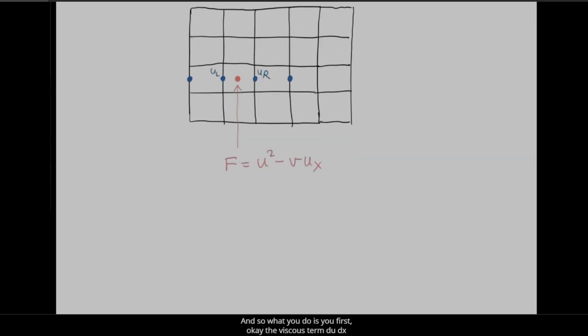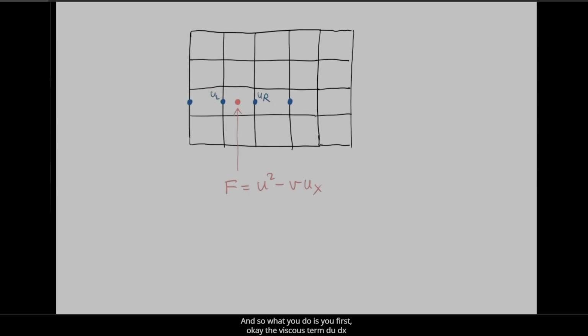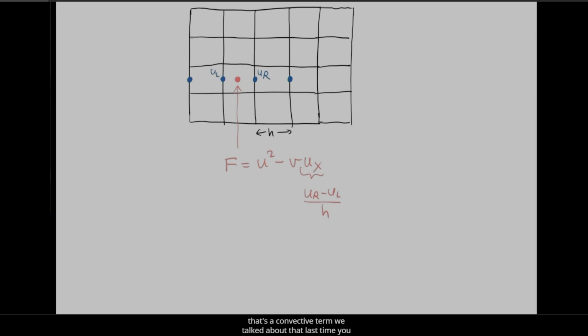So first, the viscous term du dx is just going to be u right minus u left divided by h. Remember that h is the spacing between these cells, the cell interval length. So it's a central difference for that, it's easy. U squared is next. That's a convective term. We talked about that last time.